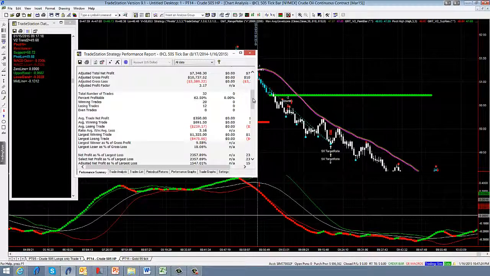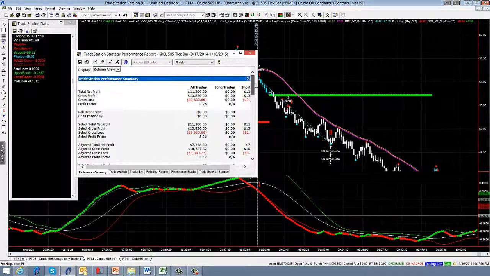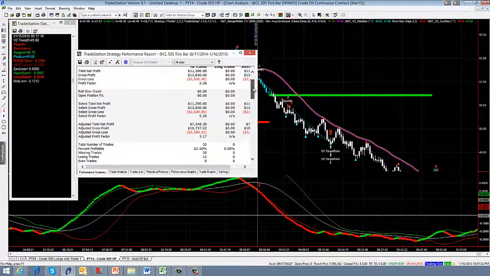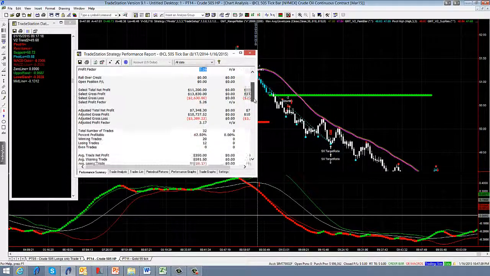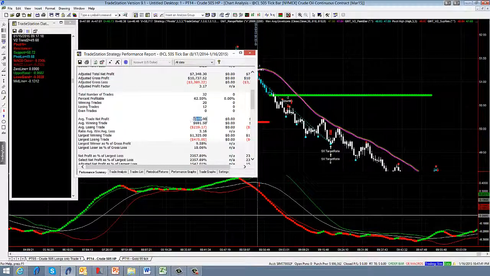And let's have a look at our results on our trade. Now this is our shorts only strategy on the 505. We have longs as well, which I'm going to go through in the next video, but this is what we're looking at. Our profit factor is 5.26. Our average trade net profit is $350. On crude oil, you've got $10 per point, so there's no issue with slippage on this because our average trade net profit is a massive $350.